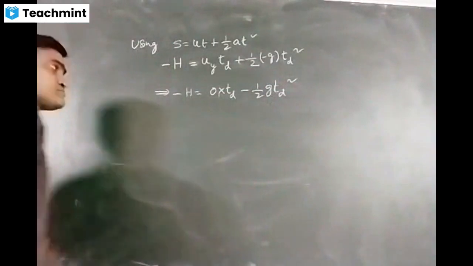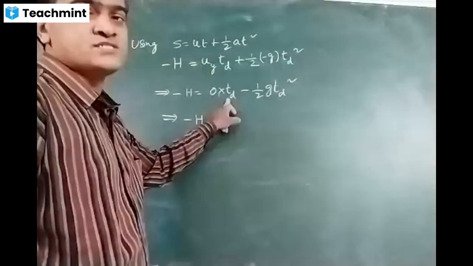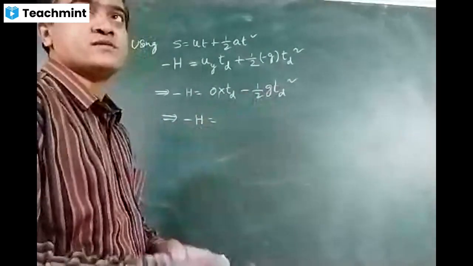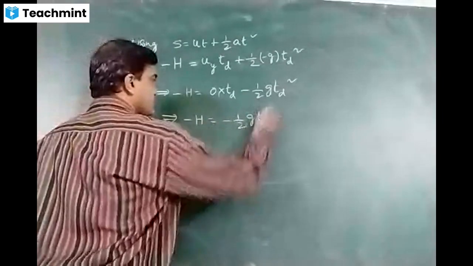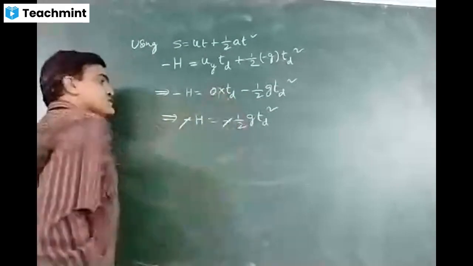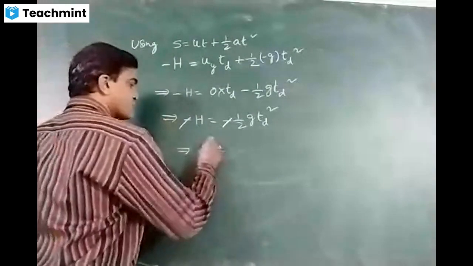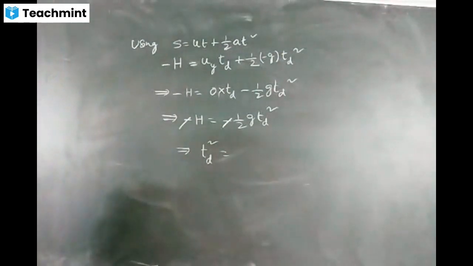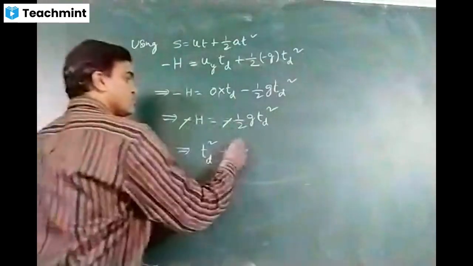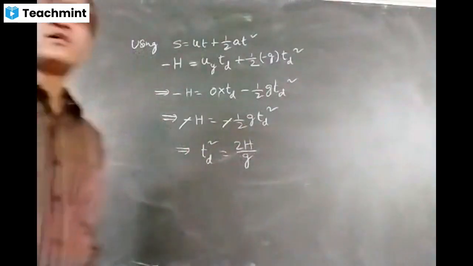Now what will I get? Minus h is equal to 0 into td, which is 0, minus half g td square. Negative, negative, the minus gets cancelled. td square is equal to 2h by g.